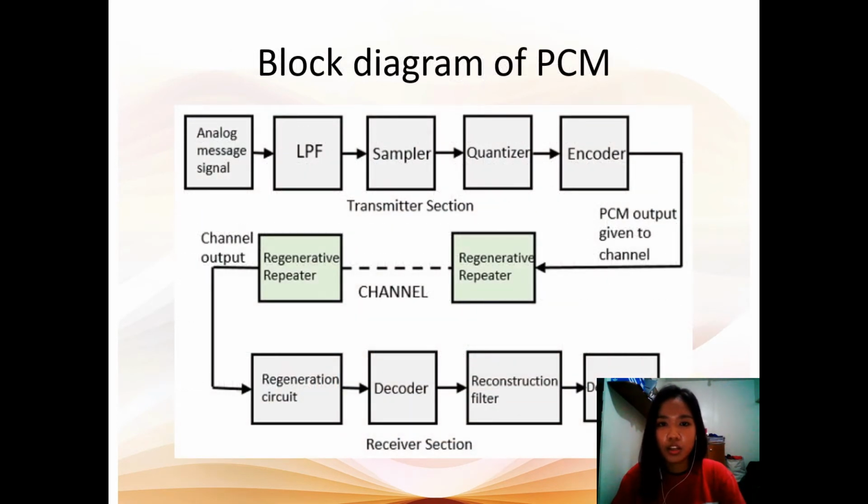So this is the block diagram of the whole process of PCM. It starts with the analog message signal and passes through the filter, and then goes through the three main steps to digitize the analog signal, and then goes through a medium or a channel, and then goes through the receiver, which is basically the opposite of the transmitter section, in order to deconstruct the signal to get the original message signal.